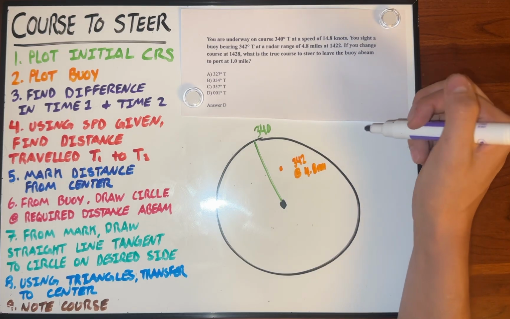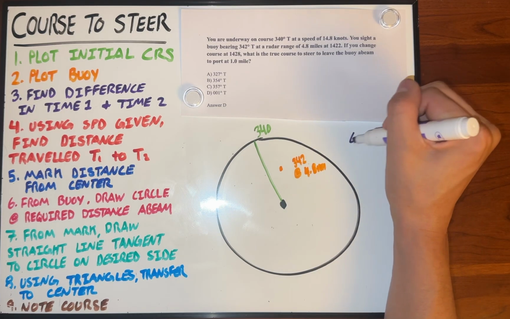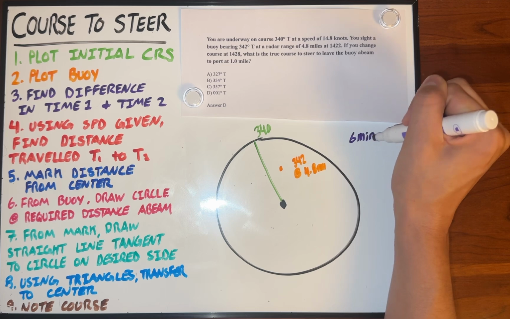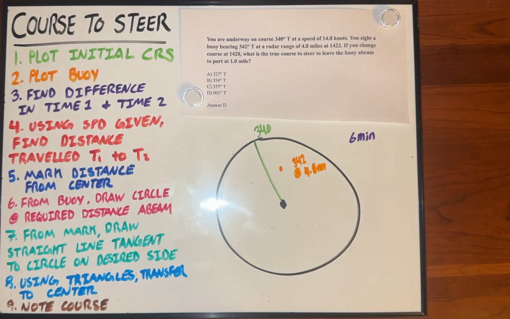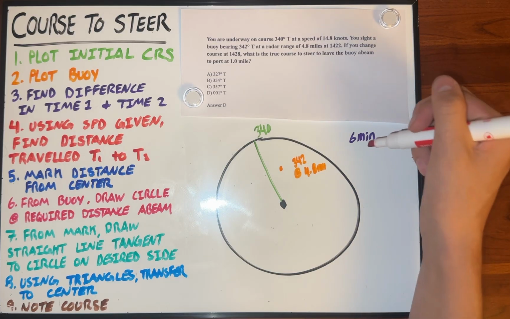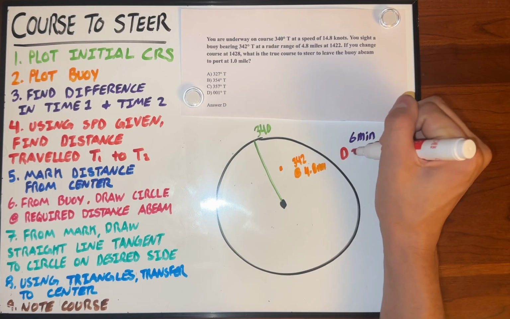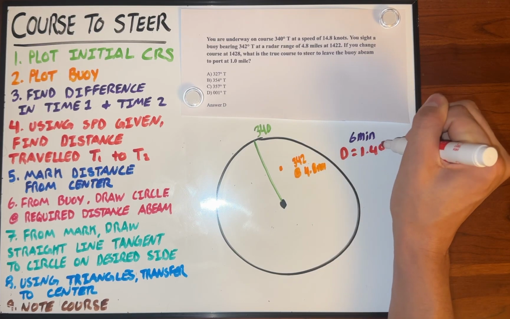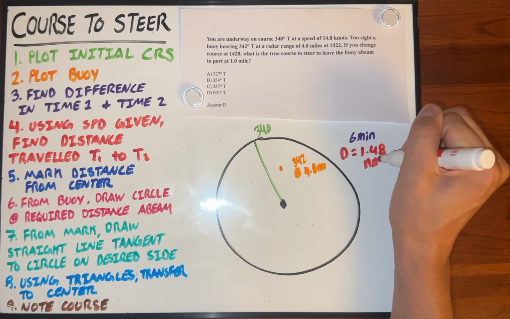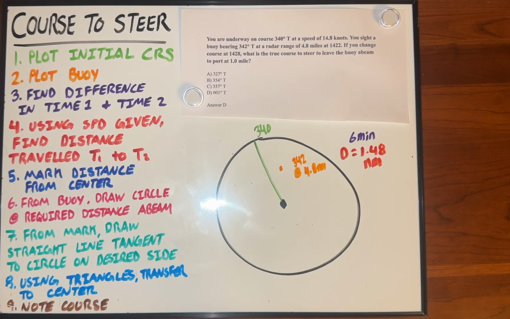So that's going to be 1422 to 1428, which is 6 minutes. Step four, using the speed, we want to calculate the distance traveled from time one to time two, that 1422 to 1428. So 6 minutes times 14.8 knots is going to yield us a distance traveled of 1.48 nautical miles. Step five is to take that distance traveled and mark that on our initial course.